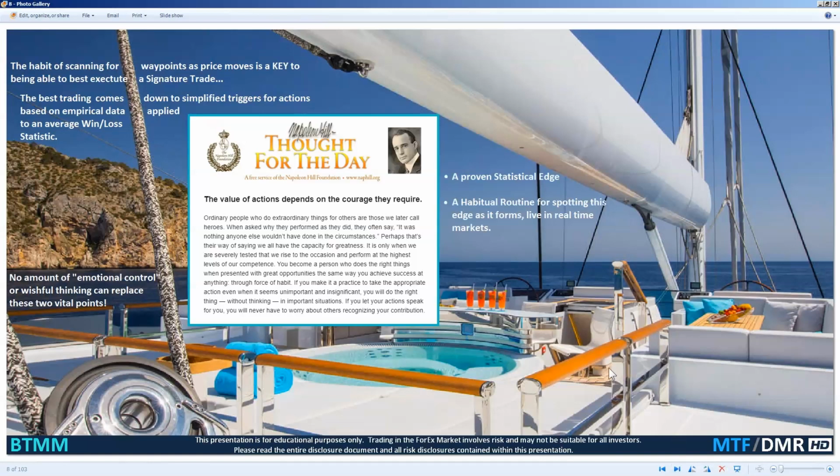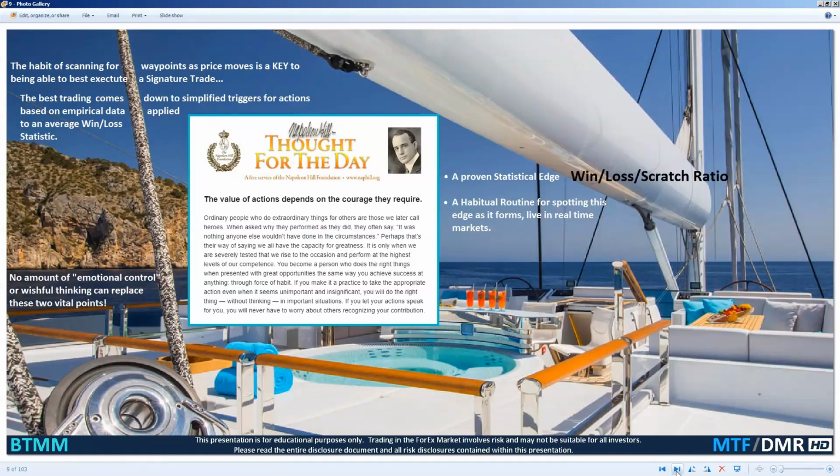So the first one is a proven statistical edge, right? Based on the win-loss, right? And then the second one is a habitual routine for spotting this edge as it forms live in real-time markets. So there are two separate disciplines here. I hope you're understanding how separate they are.